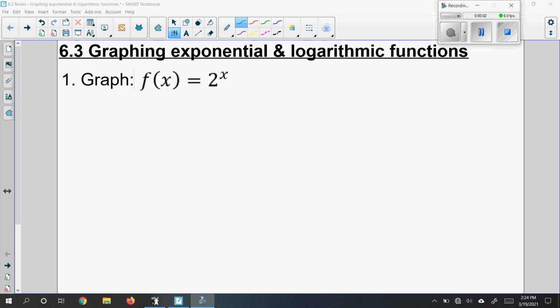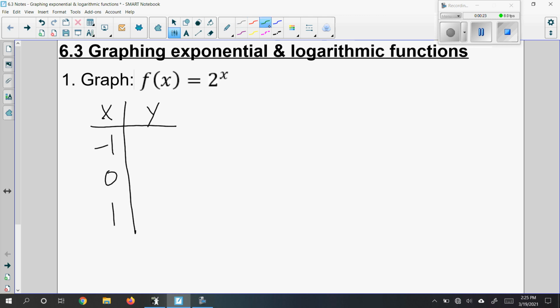For 6.3, we're going to graph exponential and logarithmic functions. So we'll start by making a table. And for convenience, I'll use the x values -1, 0, and 1. For every exponential function, we look at the base to find out the parent table. Since this has a base of 2, we're going to evaluate the function f of x at each of these x values to determine the y values.